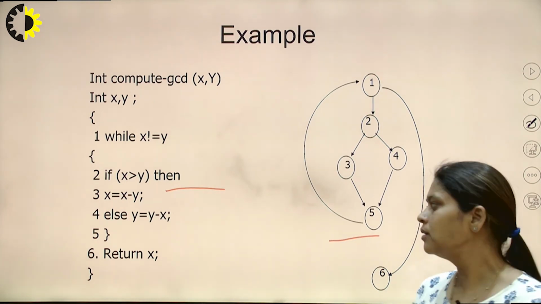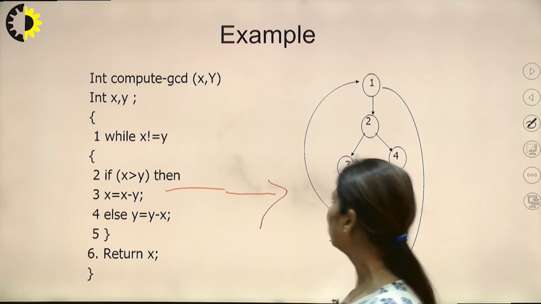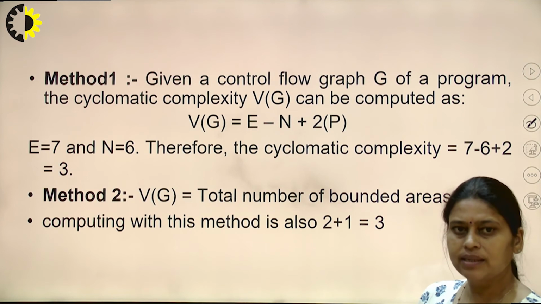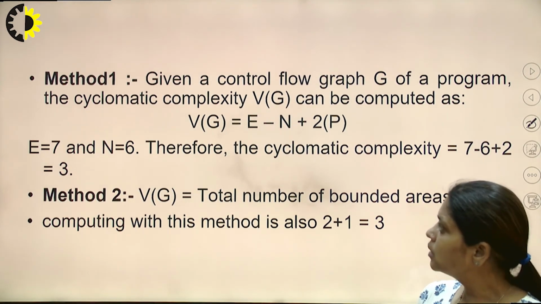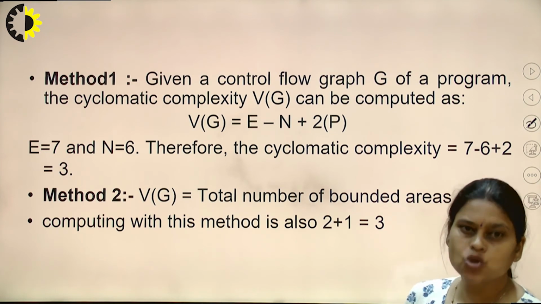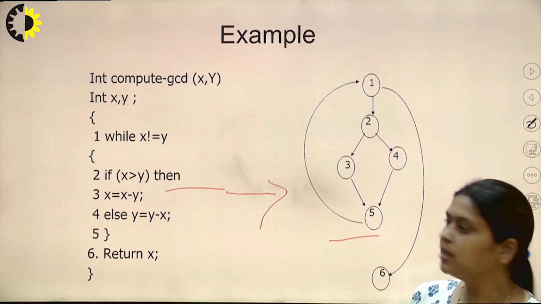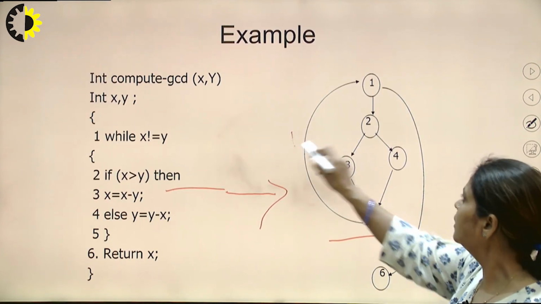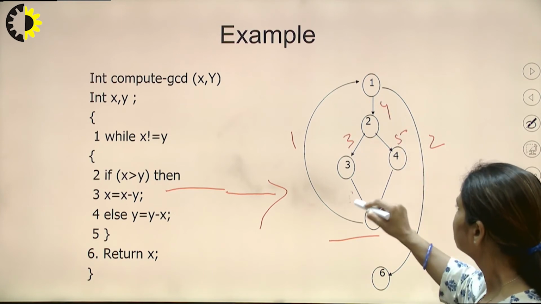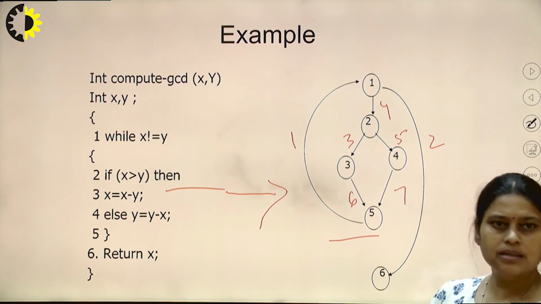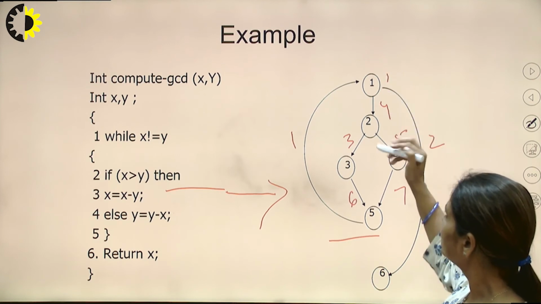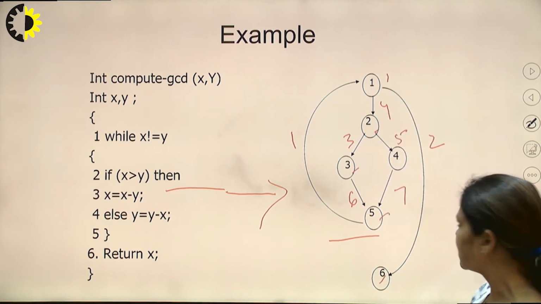As we have seen here, this is a program and we have just converted it into the CFG. Now we have to calculate the complexity of this program. So with method 1, the formula is V(G) = E - N + 2P. So now we calculate the total number of edges here: 1, 2, 3, 4, 5, 6, 7. These are the 7 edges here, and the total number of nodes here: 1, 2, 3, 4, 5 and 6.